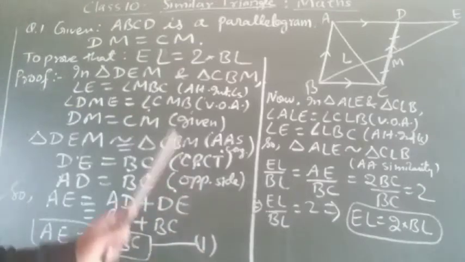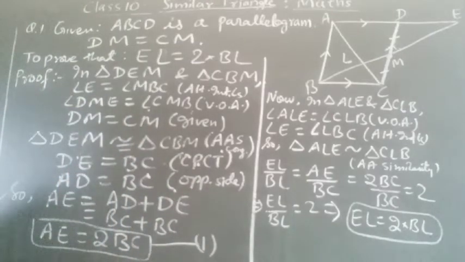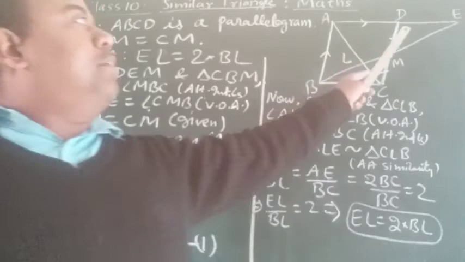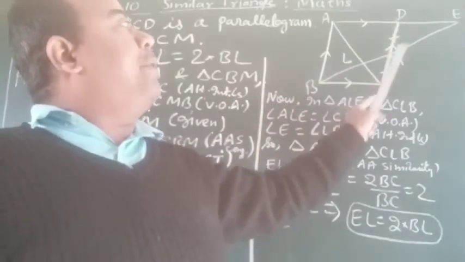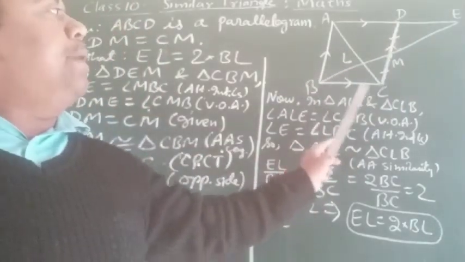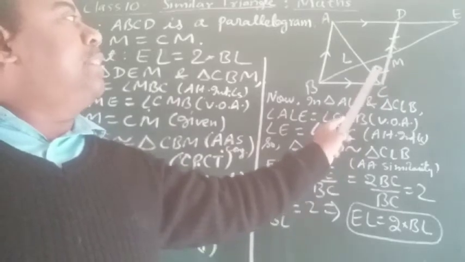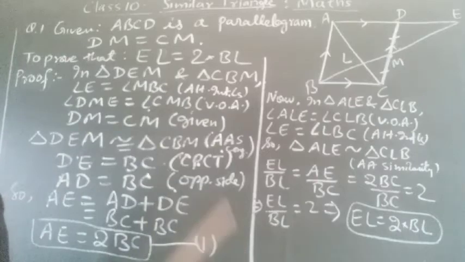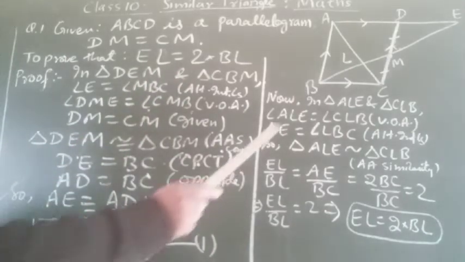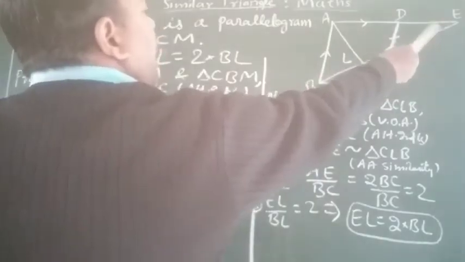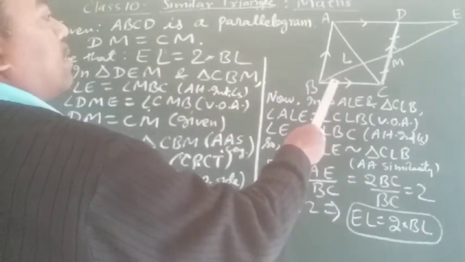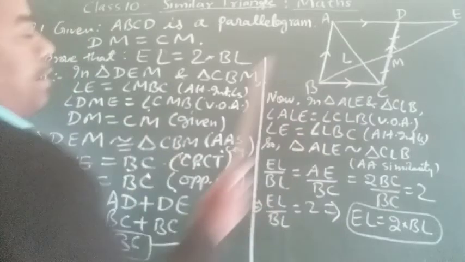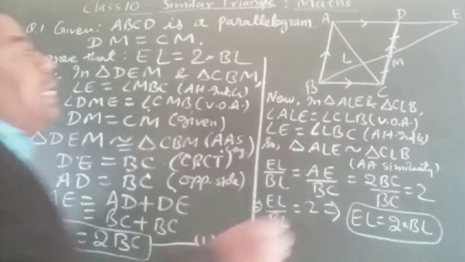For giving the relation, first I have to go through the congruency of two triangles. Triangle DME and triangle BMC. In this triangle and this triangle we have to prove congruence. Look at this. In triangle DME and triangle CBM, look, angle E and angle MBC. Both are alternate interior angles.